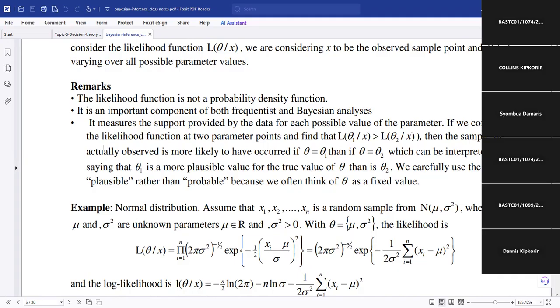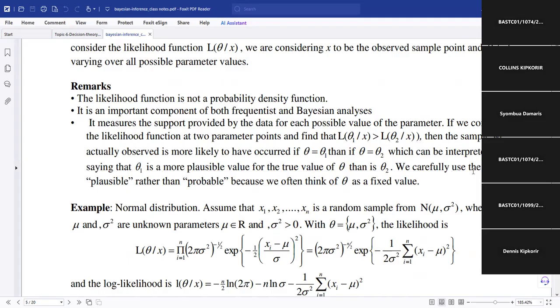If we compare the likelihood function at two parameter points and find L(theta 1 given x) to be greater than L(theta 2 given x), then the sample we actually observed is more likely to have occurred if theta is equal to theta 1 than if theta is equal to theta 2. So that is, if you have two or more parameters, this is interpreted as saying that theta 1 is a more plausible value of the true value of theta than theta 2.